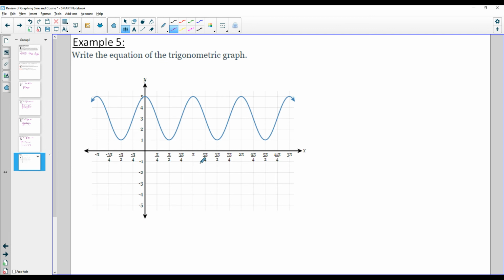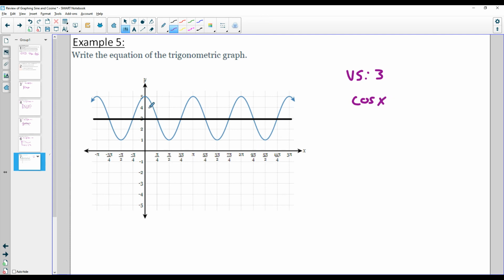And then the last example we're going to go through is writing an equation of this trig graph. The first thing I like to do is spot the midline. This one looks like it's going to be at 3. So we know that our vertical shift is 3. We know this is a cosine function because these ones aren't going to give you any phase shifts, because otherwise you wouldn't be able to tell whether it's cosine or sine. We know it's cosine because it starts out up top.